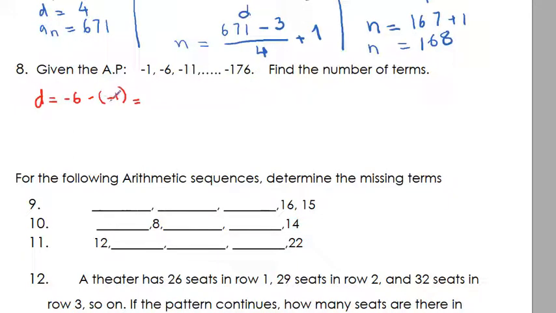Here negative and negative is positive, right? So actually it's -6 plus 1, because negative here is positive. -6 plus 1 is -5. Is that correct? So it's -5. This is -5.